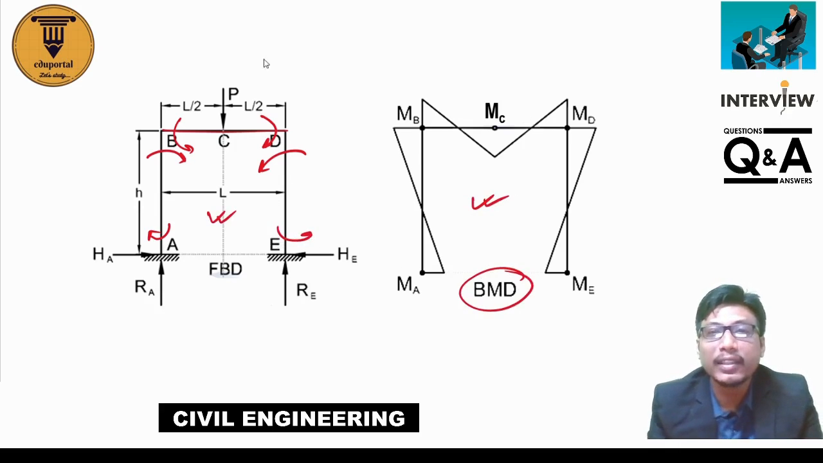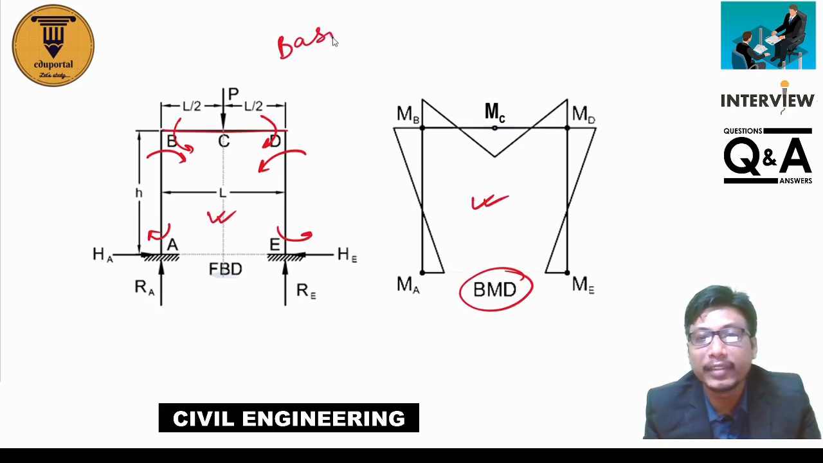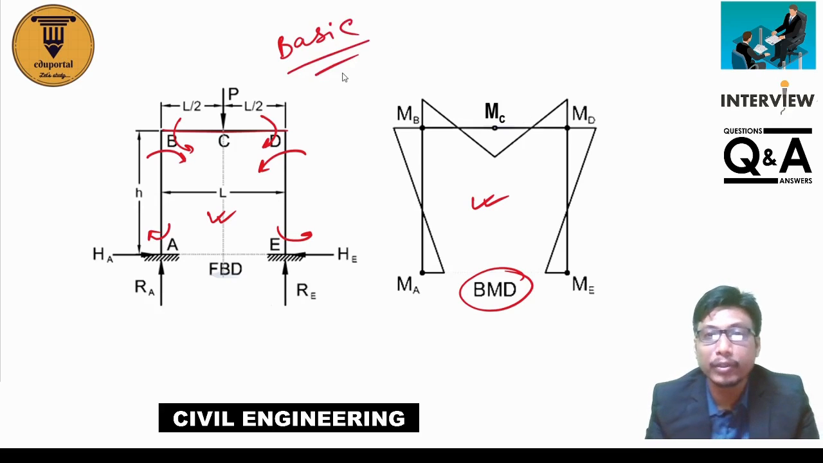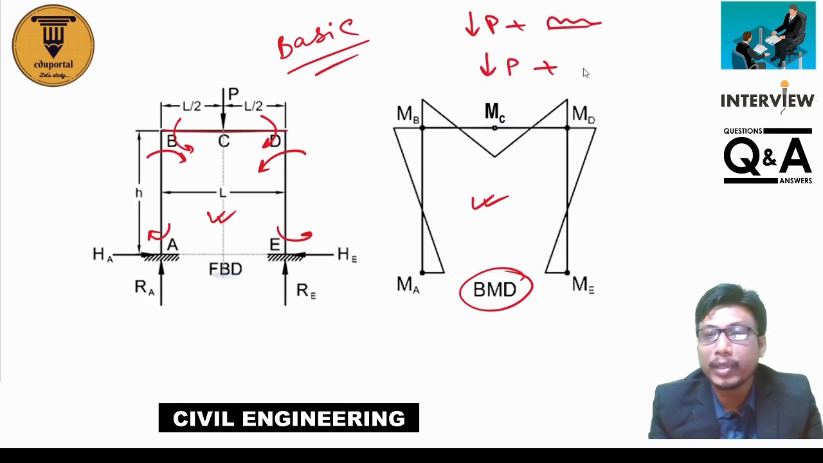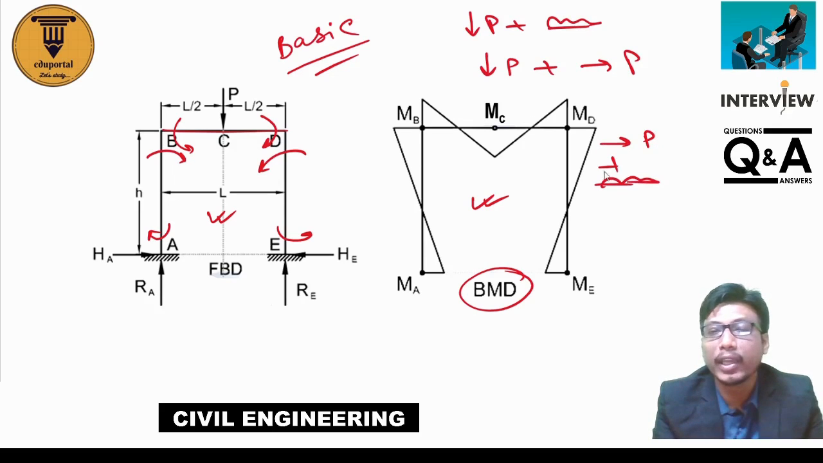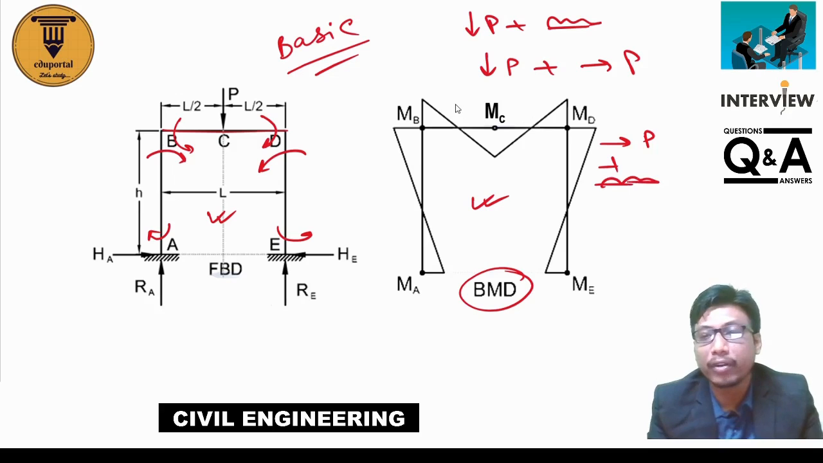Okay, so these three are the basic ones. They may not give you the basic portal frame; they may give you a combination of concentrated load P plus UDL, or concentrated load P plus lateral load P, or lateral load P plus UDL. So they can give you a combination of loading and you need to draw the bending moment diagram. The thing they check is whether you know how to draw the bending moment diagram or not.